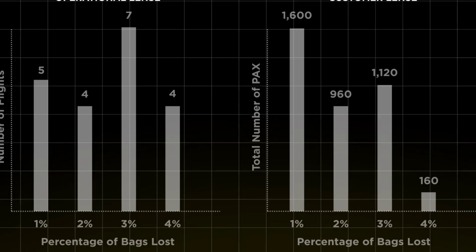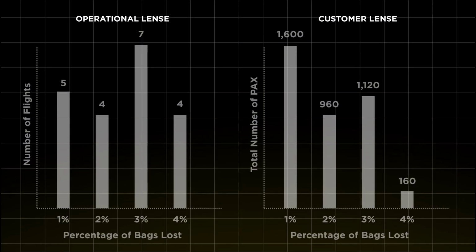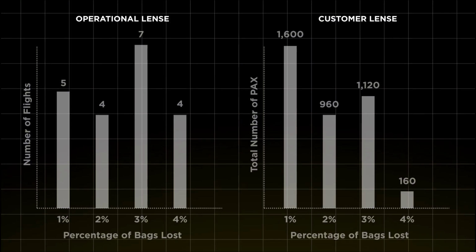Now this graph gives you a better sense of how customers are going to be feeling the impact of a lost bag. And we can see that for the majority of the cases, only 1% of the bags are being lost. And when it comes to 4%, it's a very, very small number. The first one has more of an operations side to it, with the second one looking more at the customer side. And the one that you choose is dependent on the type of question that you're trying to answer.